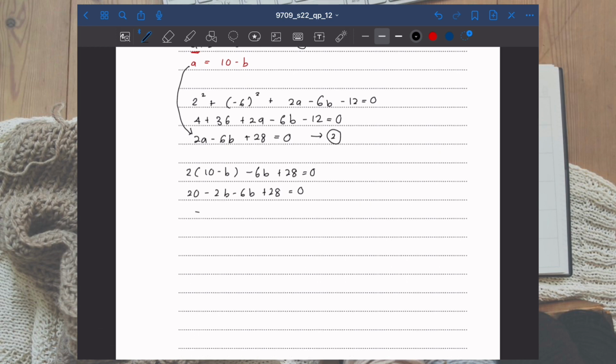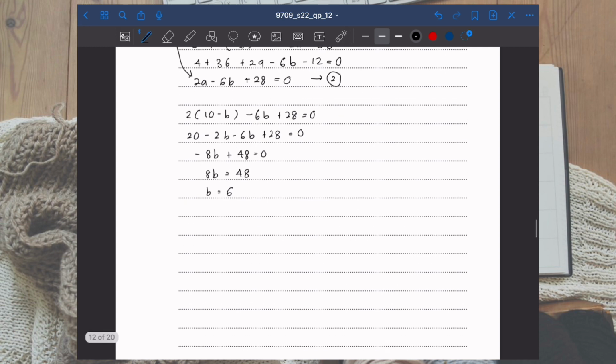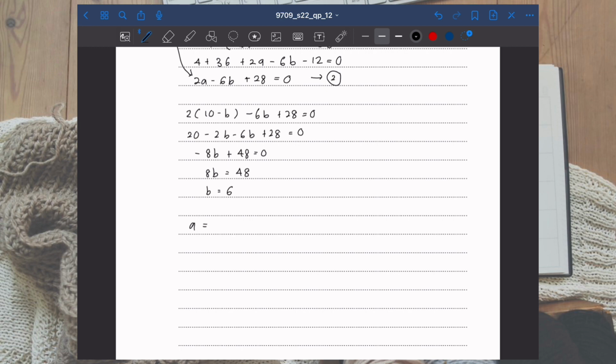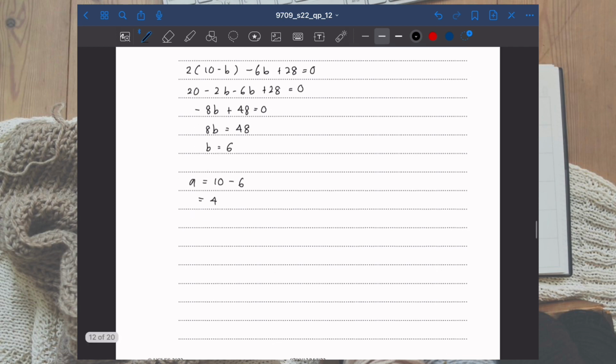So we'll get -8B + 48 = 0. 8B = 48, so our B will equal 6. So our A is 10 - B, so it will be 10 - 6, and we'll get 4.